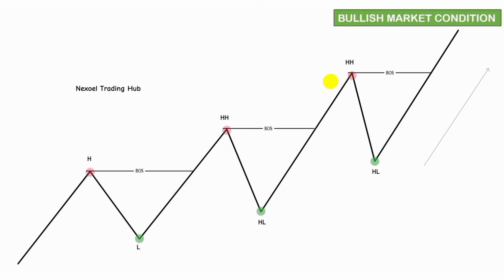Next we have to understand the swing points in a bullish market condition. When you have the expansive leg move to the upside and then price pulls back to the downside and creates a low and then gives an expansive move, you have a swing high here and a swing low here. The same thing happens here. Price creates a swing high and a swing low.